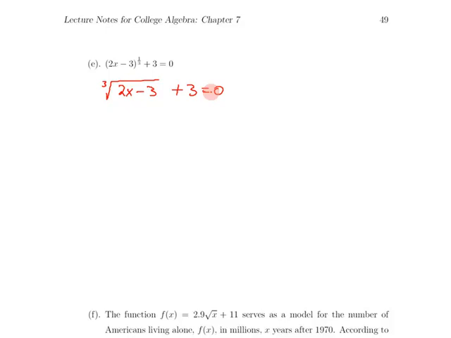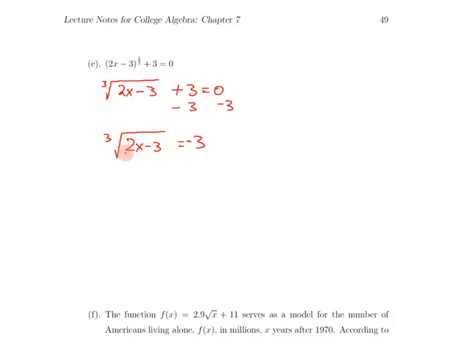I've got a radical involved, so I'm going to have to get rid of the radical. I begin by isolating that radical term by subtracting 3 from both sides. I have the cube root of 2x minus 3 is equal to negative 3. Now I'm going to raise both sides to a power that cancels the radical. So far, that's always been a square, right? So we squared both sides. Now it's a cube root.